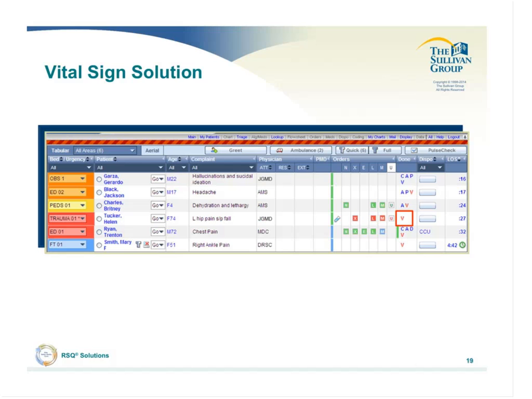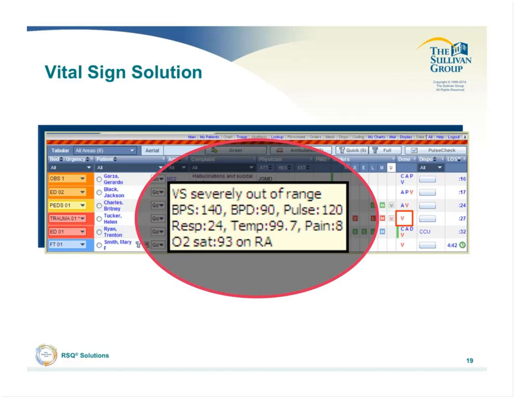Every time you walk by this tracking board, if there's a red V there, or if you're sitting at your computer or you've got your handheld, there's a red V there, there's a very abnormal vital signs. They are color-coded based upon the level of abnormality, based upon the best evidence-based research that exists on this planet. If there's a red V and you mouse over it, you're going to see what those vital signs are. That helps. Every time a nurse opens a chart, he or she is going to see those vital signs. Every time a physician opens a chart, he or she is going to see those vital signs.